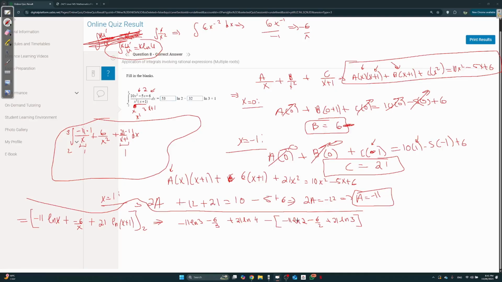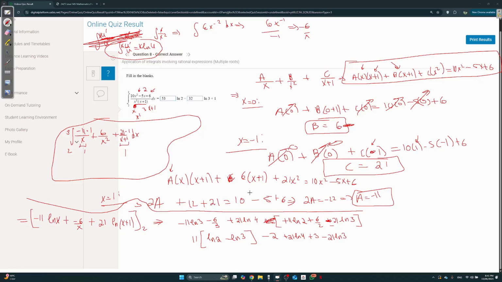Substituting 2. Okay, let's clean everything up. I'm going to distribute the minus in, so this minus becomes plus, and this becomes minus. Let's factor the 11s out. You're going to get 11 times ln 2 minus ln 3. Why ln 2 minus ln 3? Because it's 11 ln 2 and minus 11 ln 3. I like putting the minus after. So 11 times ln 2 minus ln 3. This minus 6 over 3 is minus 2, and then 21 ln 4. Then this 6 over 2 becomes 3, and then minus 21 ln 3.